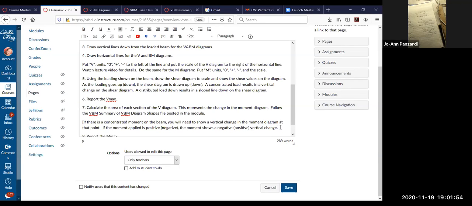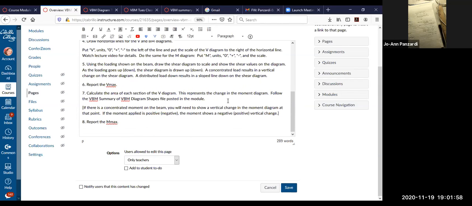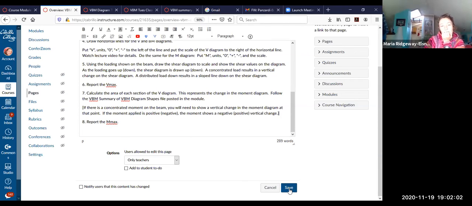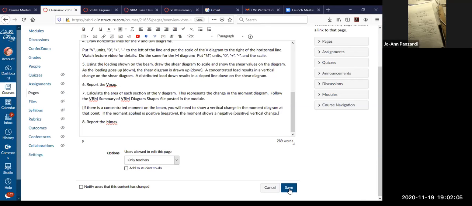You understand what I do when I have these parentheses, right? Okay, and then report the Vmax. Any edits to this? Are you guys good?